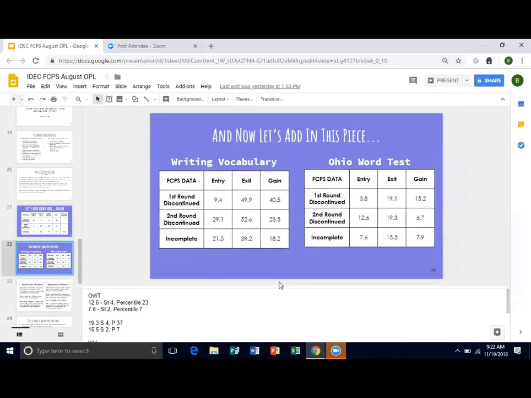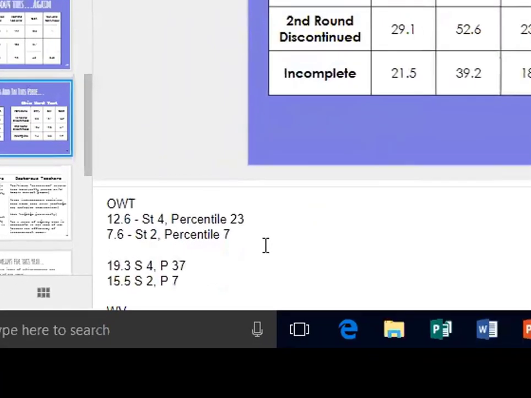And so we thought, well, the numbers are one thing, but sometimes we pulled up the U.S. norms or percentile ranks and that sort of thing. And so we just kind of looked at those as well. If you look, the 23rd percentile for the Ohio Word Test for entry is 12.6, versus the Ohio Word Test for kids incomplete at 7.6, which is the 7th percentile.